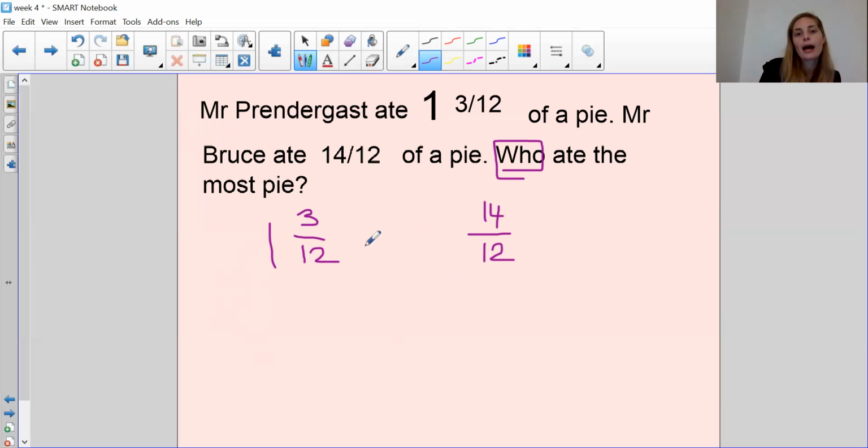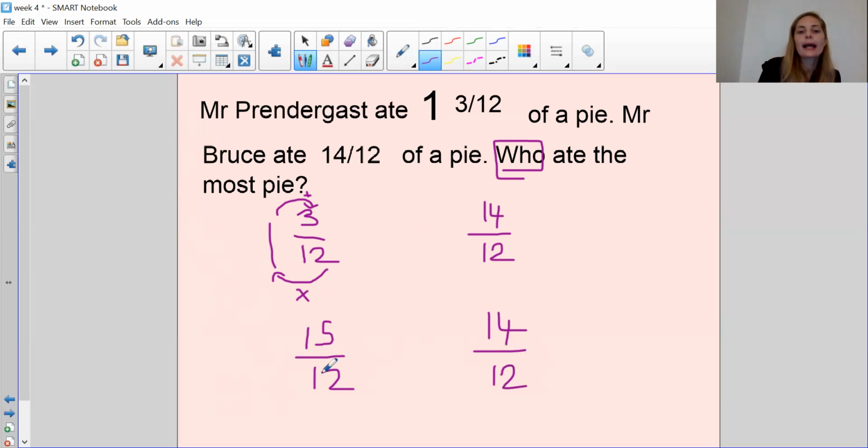So first of all, I have two fractions that are different, and I need to make them the same. So I'm going to change this into an improper fraction. So I'm going to use my methods that I've understood, which is times and plus, and I'm going to say 12 times 1 is 12, and 12 plus 3 is 15/12, and I have 14/12.